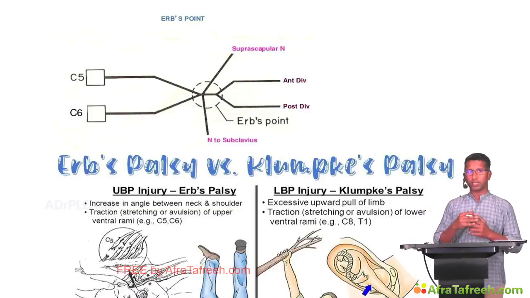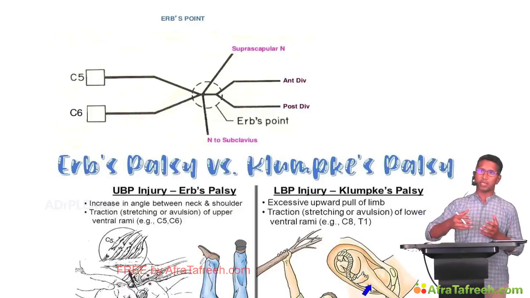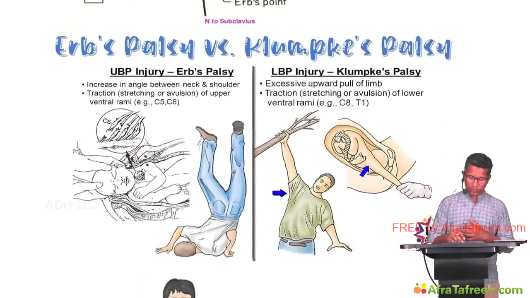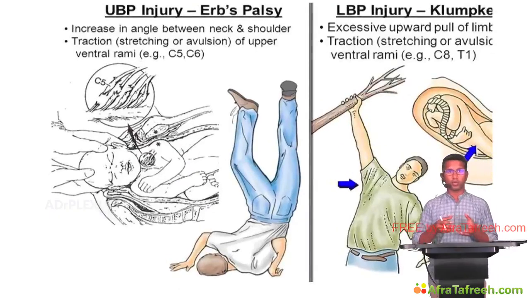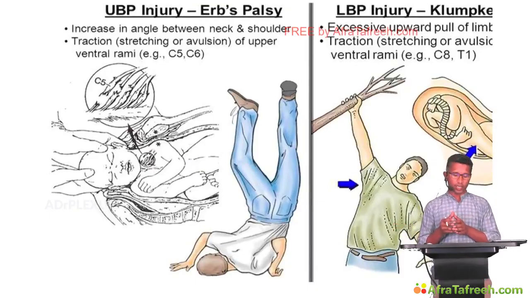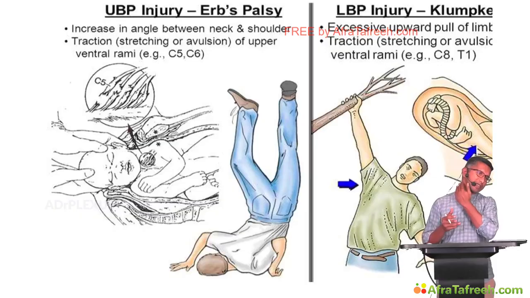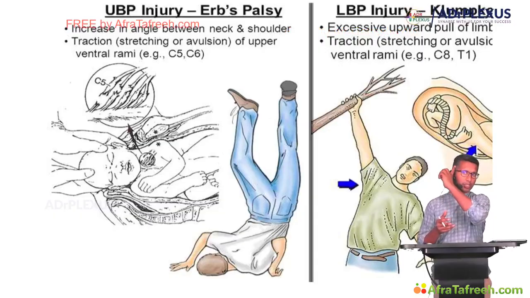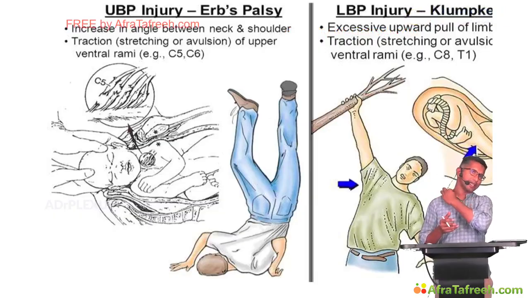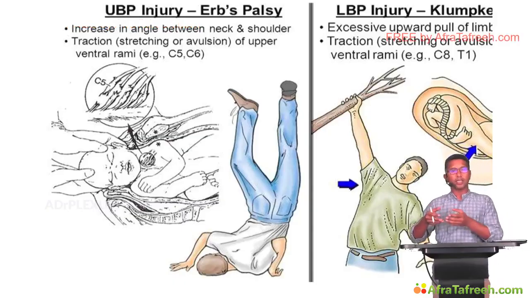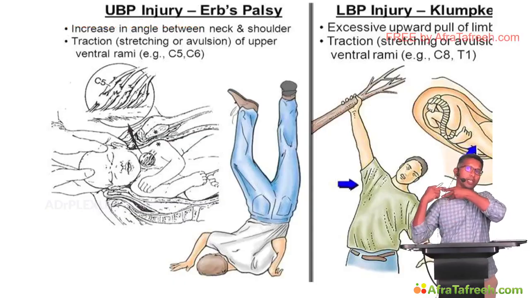Normally whenever a child is being delivered from a mother, if it is in cephalic presentation, like you see in this picture, where the child is pulled out of the mother's body by means of the head, this is called cephalic presentation. There can be chances of increased angulation between the head and the shoulder. When the angle between the head and the shoulder increases as you draw the child out, there is a chance for the upper trunk of the brachial plexus to get injured.